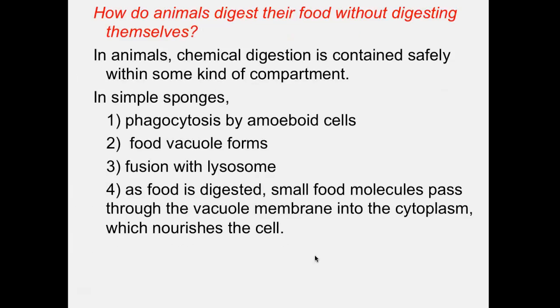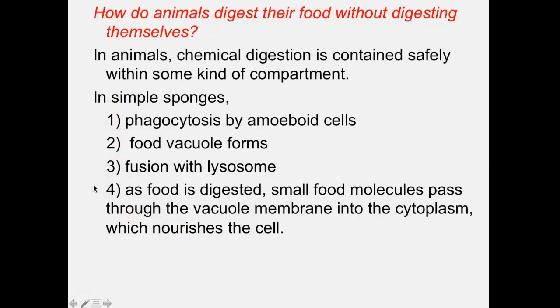How do animals digest their food without digesting themselves? If we think about it, the digestion process is pretty nasty. We have chemicals that break down other larger chemicals. And how is it that our stomach and our intestines don't get digested at the same time that we're digesting the food? It's because we have very specialized compartments that do the digesting. Different kinds of animals on the planet have different kinds of these compartmentalization.